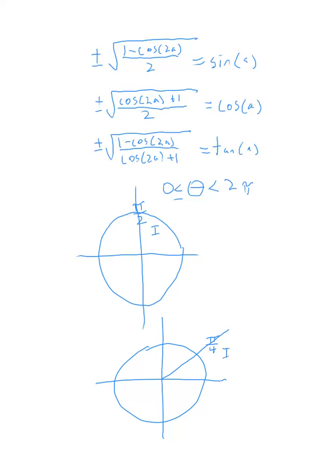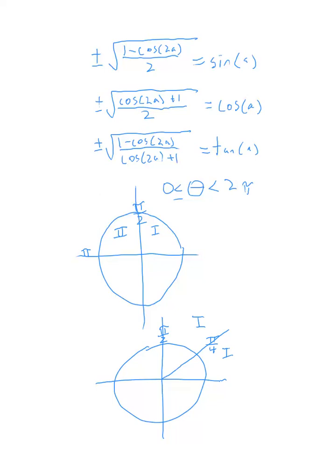Now, we're still in quadrant 1. But what if we were in quadrant 2? Then the biggest theta could be would be pi, and the smallest it could be would be pi over 2. Once I divide that by 2, the biggest we get is pi over 2, and the smallest is pi over 4, which means we are still in quadrant 1. So if theta was in quadrant 1 or quadrant 2, then half of theta must be in quadrant 1.